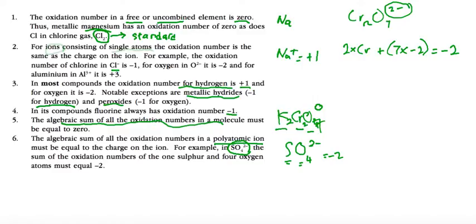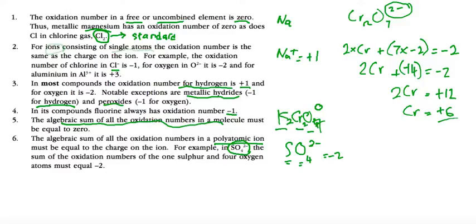The total of all the oxidation numbers within a polyatomic ion must be equivalent to its charge. So 2Cr remains, plus 14, -14, and that's equivalent to -2. So 2Cr will be equivalent to, the negative comes out and becomes positive, so that's going to be plus 12, and Cr will be equivalent to plus 6.